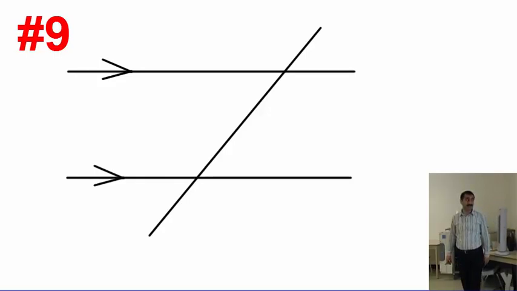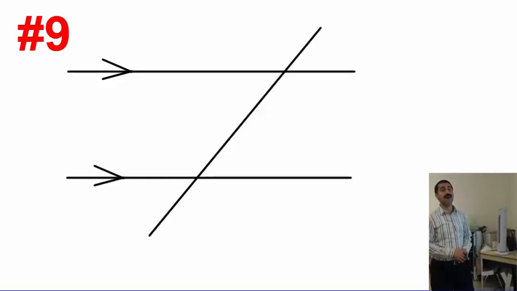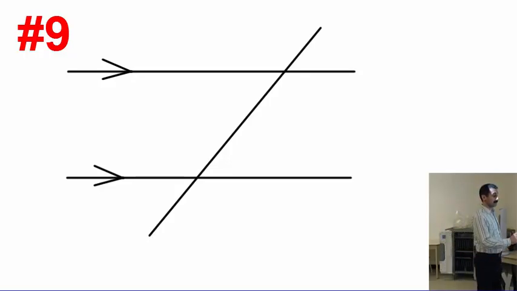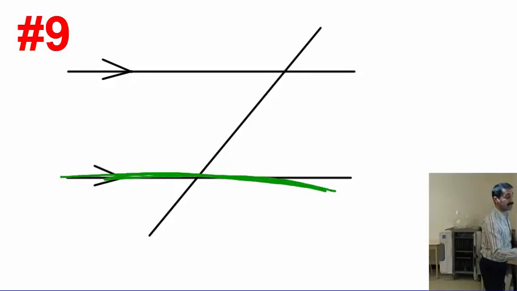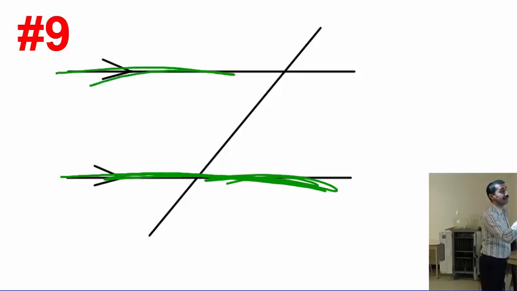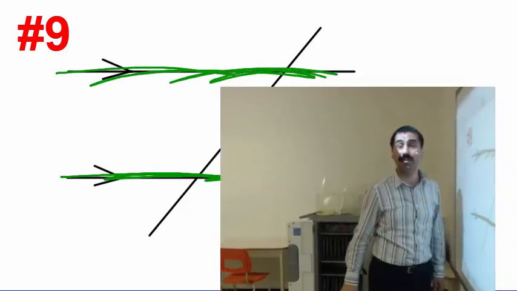Last but not least, parallel lines. So this line and that line, they are parallel to each other. So they will never, never, never, ever meet.